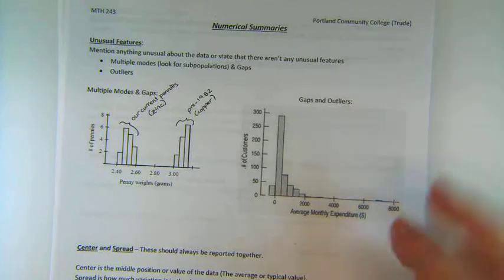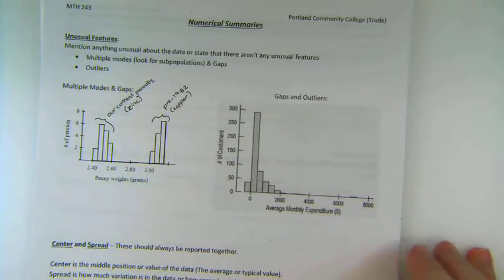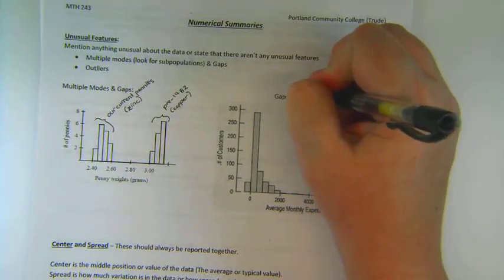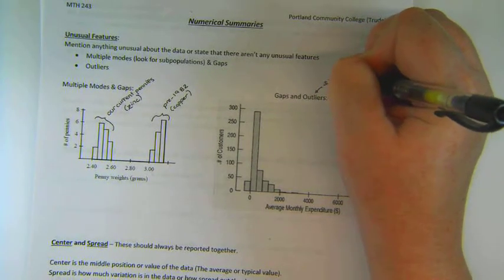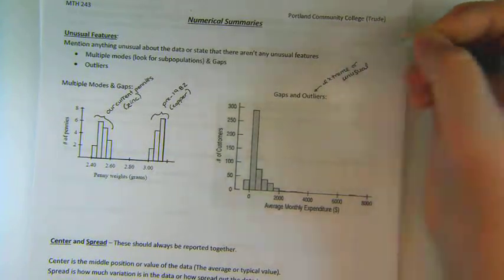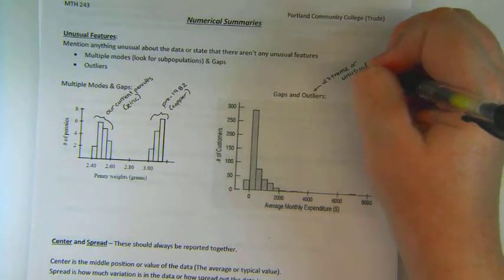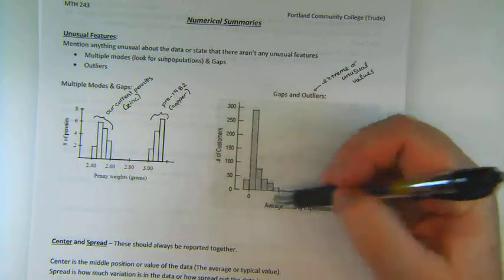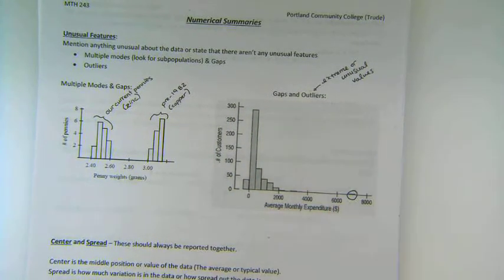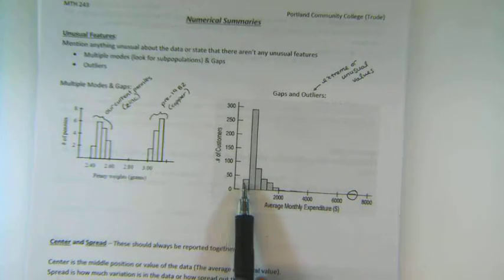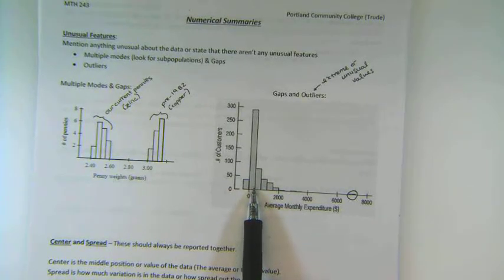Another unusual feature we want to be careful of are outliers. So outliers are kind of extreme or unusual values, and they're not fitting with the trend of everything else. So where we have most of our data over here, what we can see is there's this one value out there. Let's see, average monthly expenditure, that just means someone spent almost $7,000 in a month. But that's not usual. Most people are spending much, much less than that.